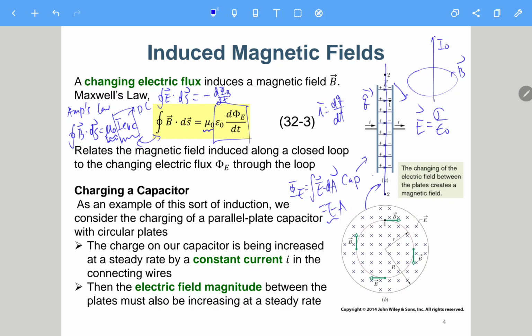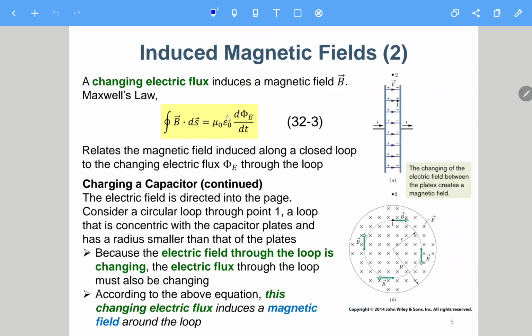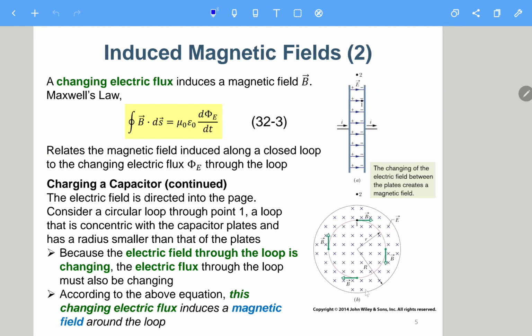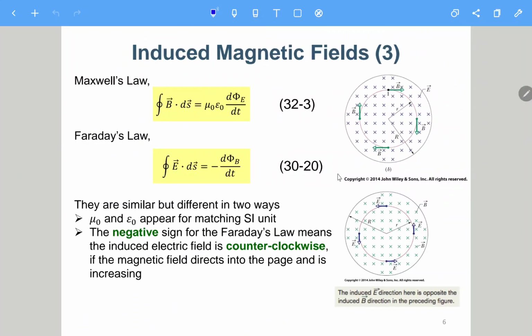And we will learn about the electromagnetic wave in the next chapter. But anyway, here we can also consider this one with Ampere's law and this one with Faraday's law. So the loop is changing. Okay, so we can just skip it. Here, it writes out Maxwell's law and also Faraday's law, so we can do some comparison.